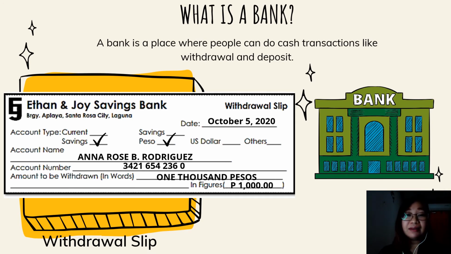Next, for your savings, you indicate your currency. Check peso. You also have choices like US dollar and other currencies. Next, account name, account number, and the amount to be withdrawn in words. I wrote here 1,000 pesos. And in figures or in numerals, you write the number 1,000.